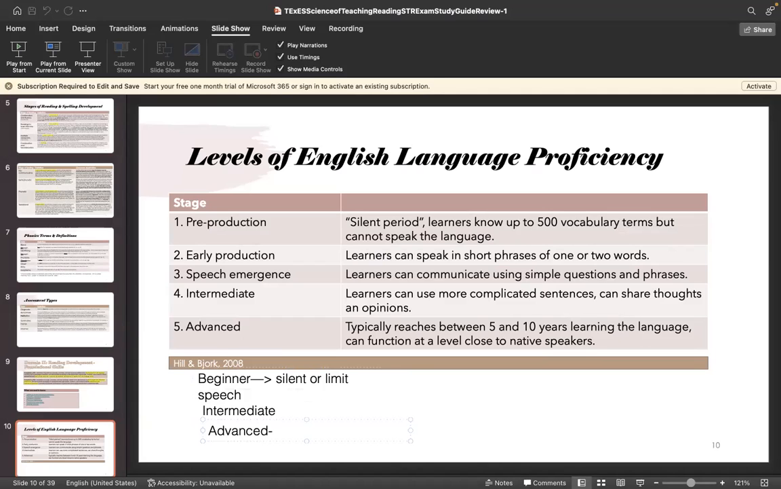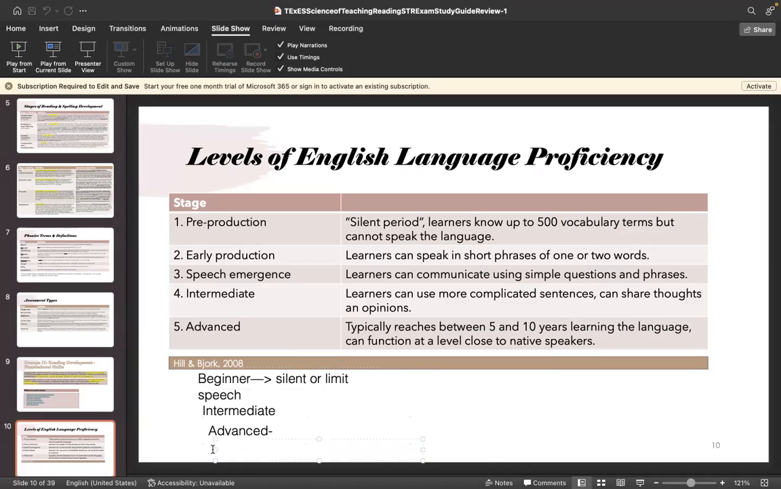Advanced is they have a pretty good handle on English. Very little support is needed in the classroom. They can use complicated sentences. They might need some Spanish language. They might have some subject-verb agreement issues, but only in writing, not in speaking anymore, just in a writing sense.